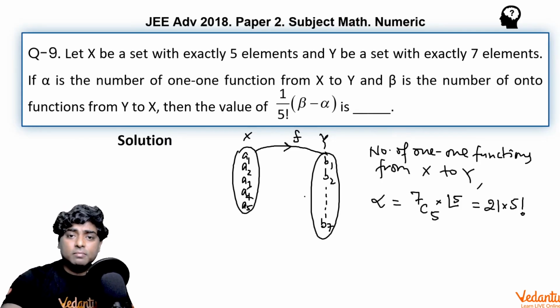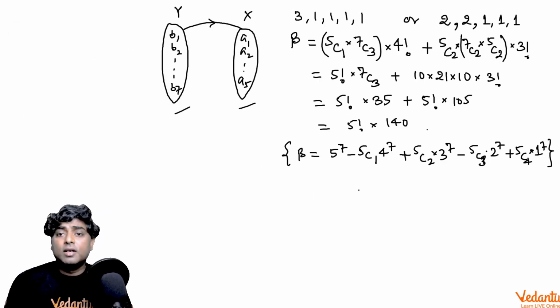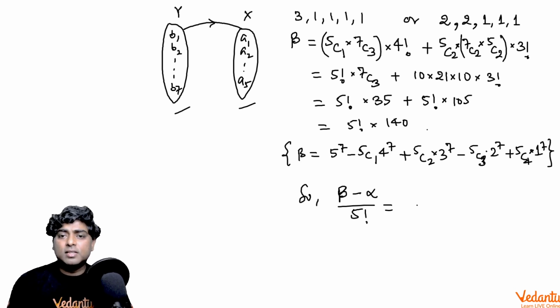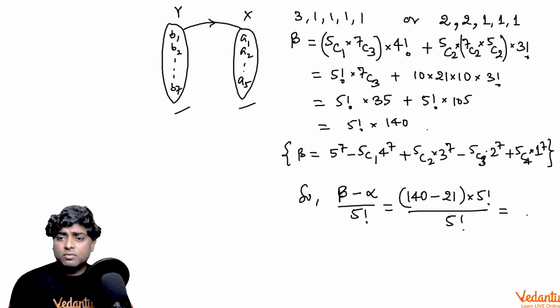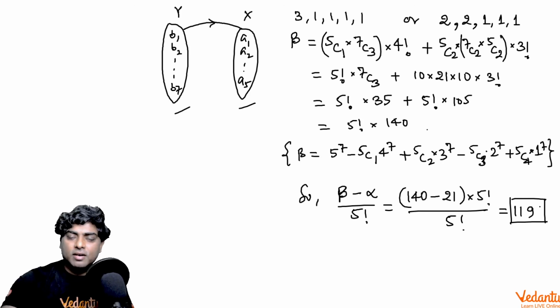Final question was to get beta minus alpha upon 5 factorial. Alpha we got as 21 into 5 factorial, beta as 140 into 5 factorial. So answer to the question, beta minus alpha upon 5 factorial, is 140 minus 21 into 5 factorial divided by 5 factorial. So the answer to the question finally is 140 minus 21, that is 119. Okay, got it?